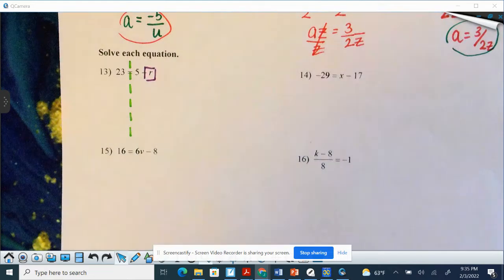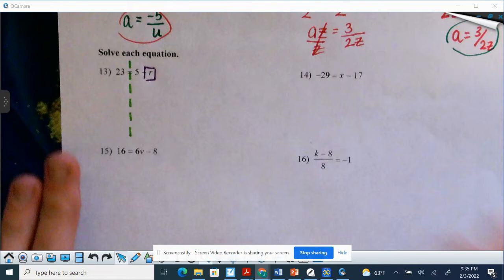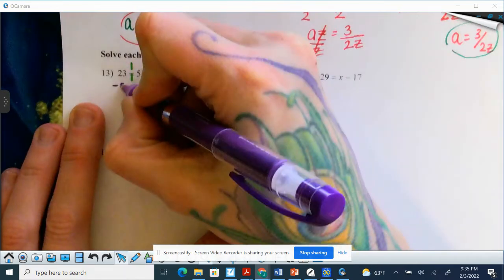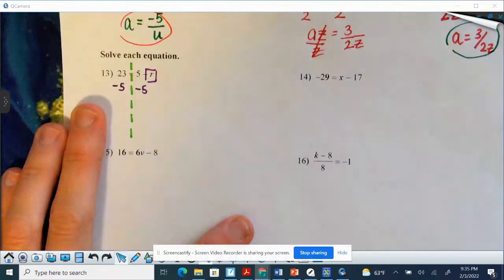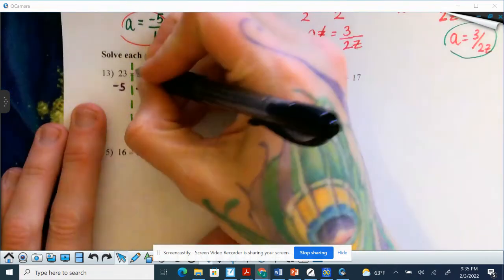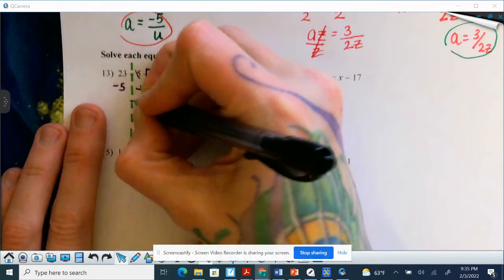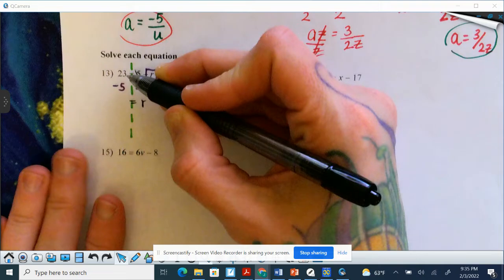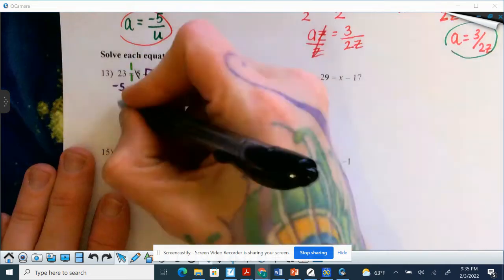So I have a 5 that is attached by addition. It is a positive 5. So I'm going to subtract 5 because the inverse of addition is subtraction. And then that's going to leave me with R equals, because these guys now go away. So R equals 23 minus 5. So I have $23. I spent 5. It's going to leave, I have $18 left.